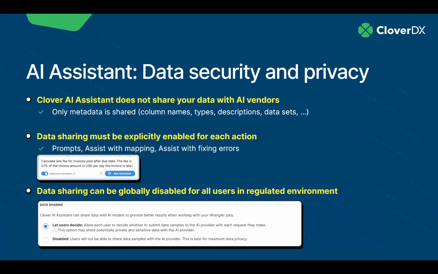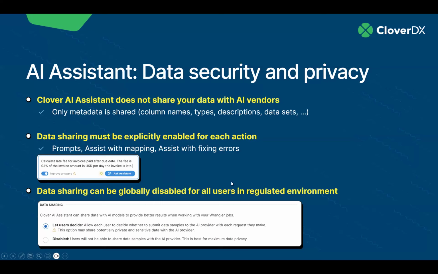If you want to share your data, this is something that you can enable for every interaction that you have with the AI. So, for example, when you use the Ask Assistant box, which looks like this in Wrangler, there's a checkbox called Improve Answers. When you check this, it will share data or a data sample with your AI provider, and in many cases it will help deliver better results, but it works perfectly fine without that, right? You don't have to do this if you don't want to.